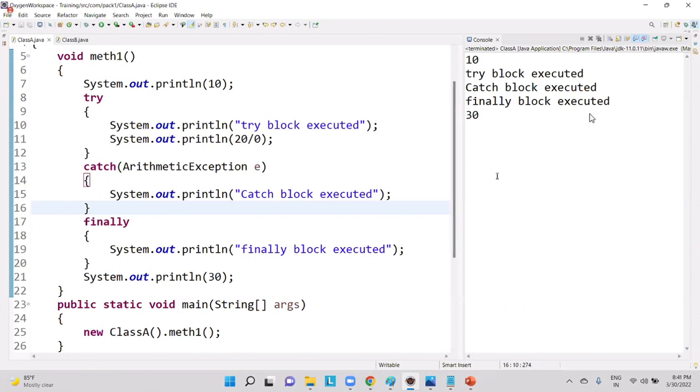How do we know that? How do we justify that we are handling the exception? Can you please tell me? How do you know that we have handled the exception successfully? Tell me.